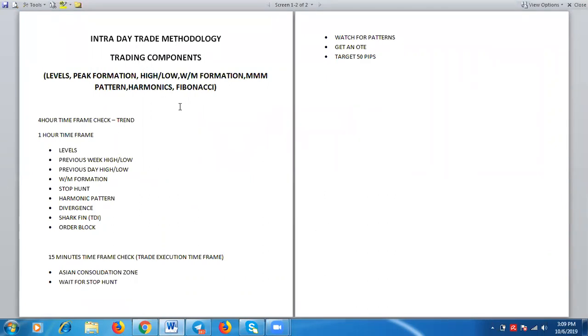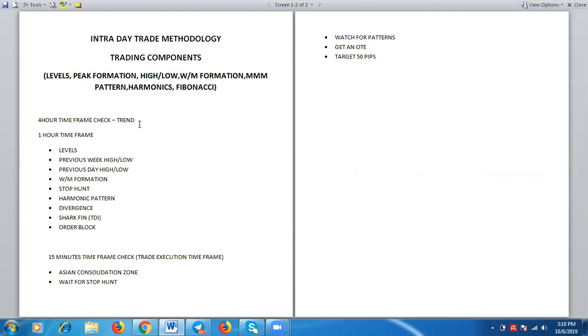Now, these are the trading components I look out for. The first thing I want to look out for is the levels, and then peak formation, the high, low, and all that. So the 4-hour time frame, basically, just to check the overall trend of the pair. And then down to the 1-hour time frame, I'm going to be looking out for levels, previous week high and low, the previous day high and low.